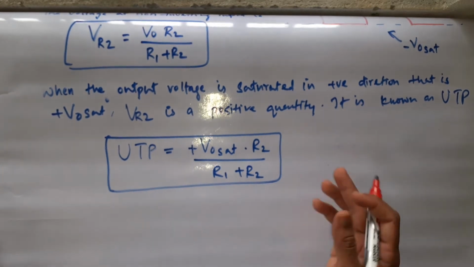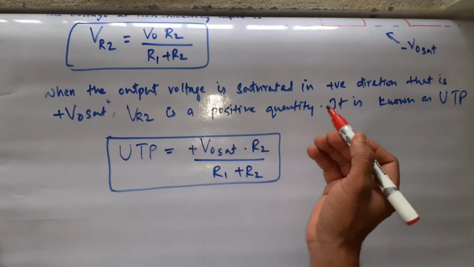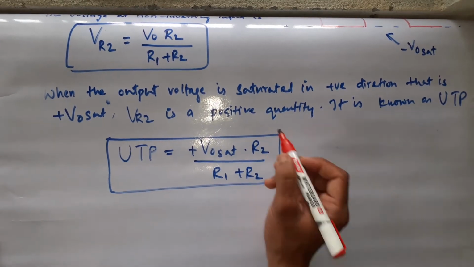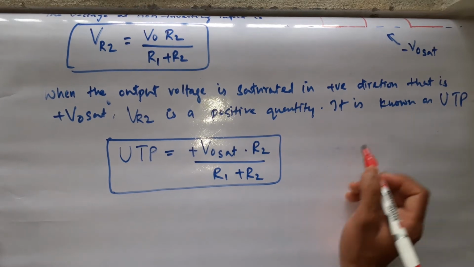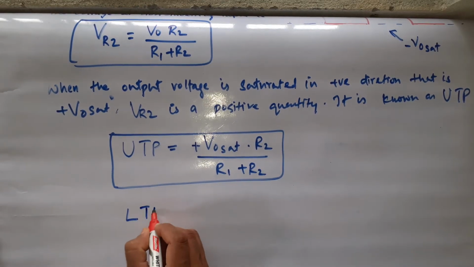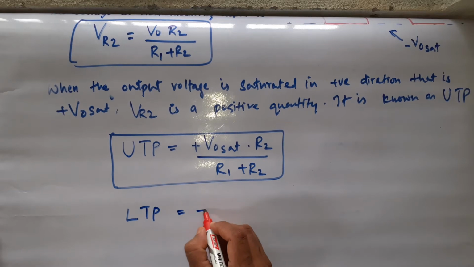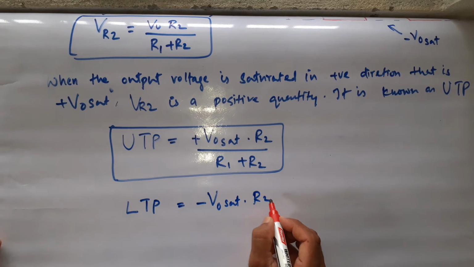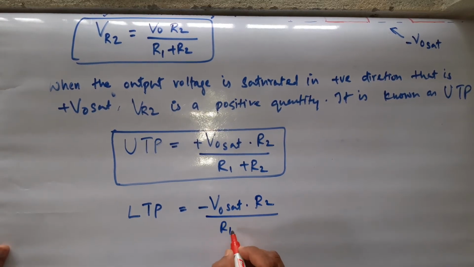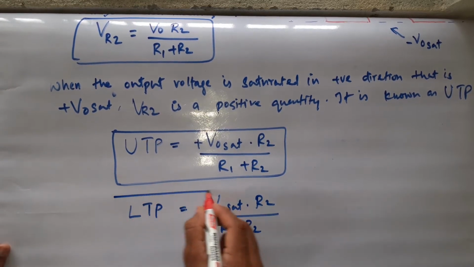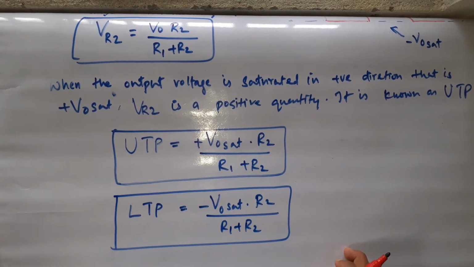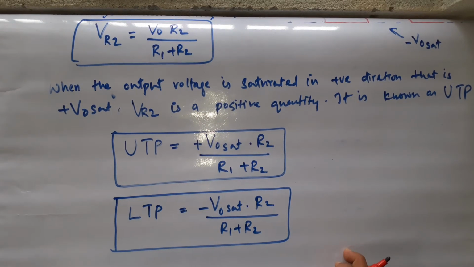Next, same statement, when output voltage is saturated in negative direction, that is minus V0 sat, then VR2 is a negative quantity, it is known as LTP. So I can write LTP as minus V0 sat into R2 divided by R1 plus R2. What is changing here? Only the direction of output voltage. Alright.